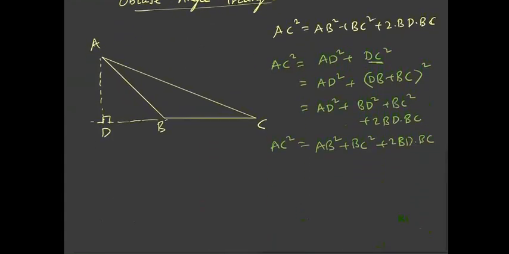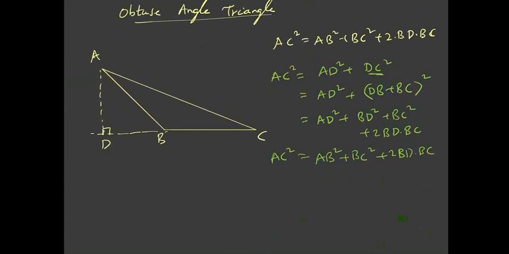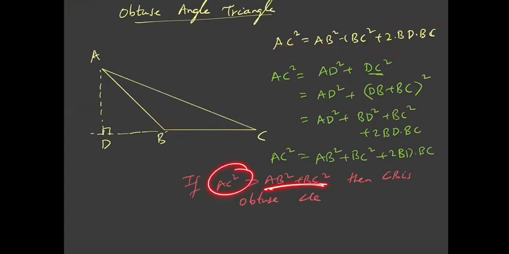Similarly, you can notice that if angle B is obtuse angle, then AC square is AB square plus BC square plus something, right? So I can say that if AC square is greater than AB square plus BC square, then angle B is obtuse angle. Here we have proved that if angle B is obtuse, then AC square is definitely greater than AB square plus BC square. And the converse is also true. That is, if AC square is greater than AB square plus BC square, then the angle B is obtuse angle. And so the triangle will be obtuse angle triangle.